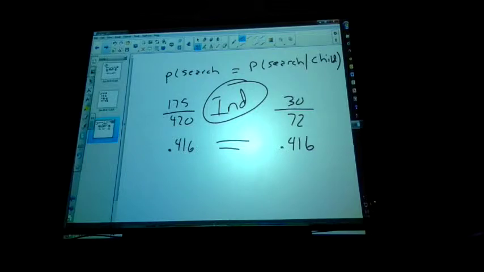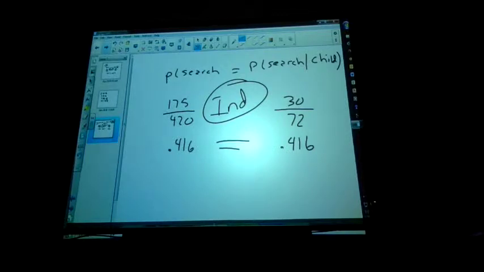Disjoint just means that just because you have kids doesn't mean you can't be searched. Okay? They are in the same category. Obviously, people that are surveyed were searched whether they have kids or not. Okay? All right. Can we move on to tree diagrams?